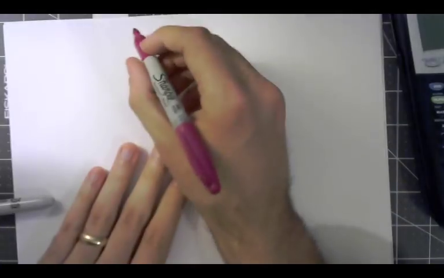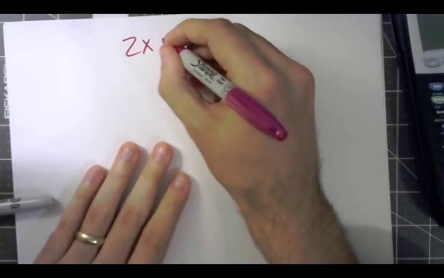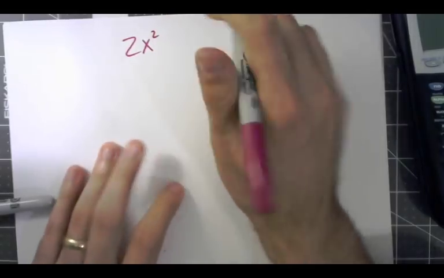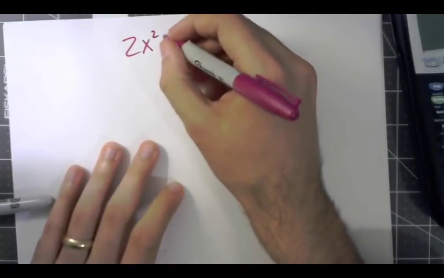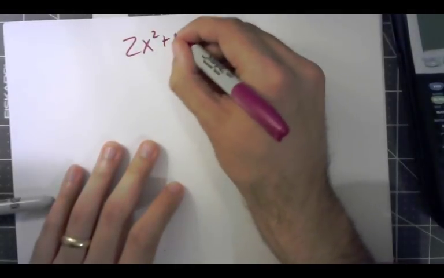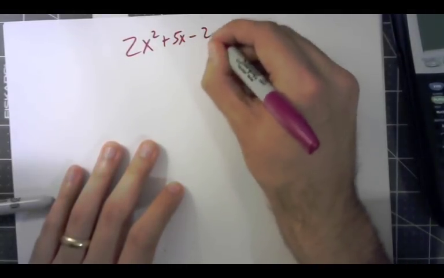When a doesn't equal 1, let's do that. 2x squared. Do I want plus? No, do I want plus 5 or minus 5? Plus 5x minus 25.